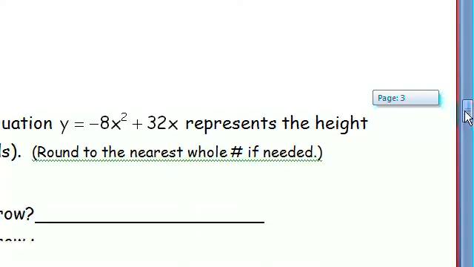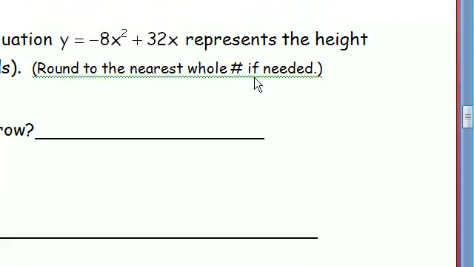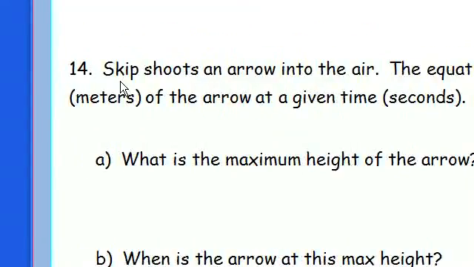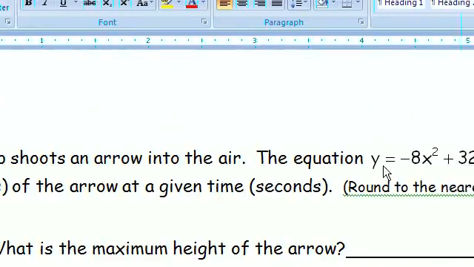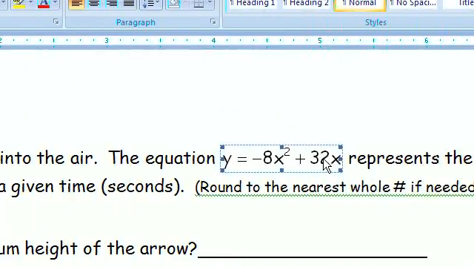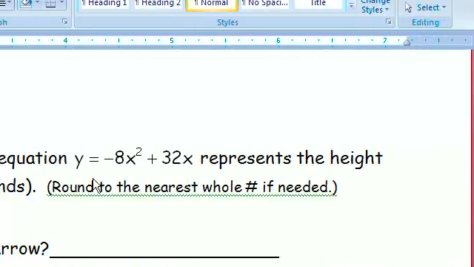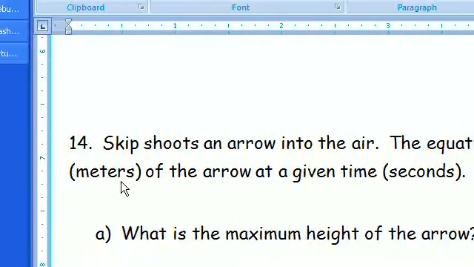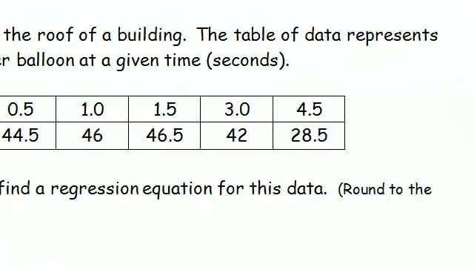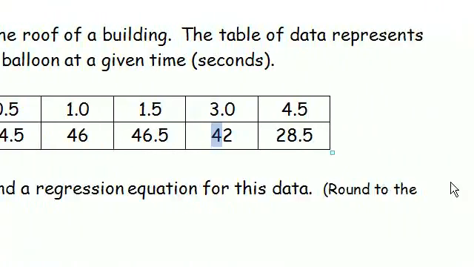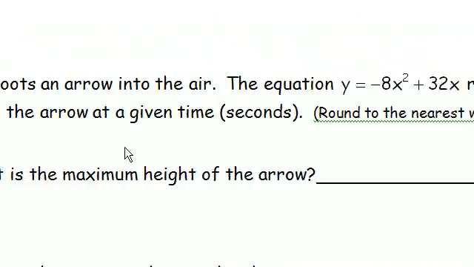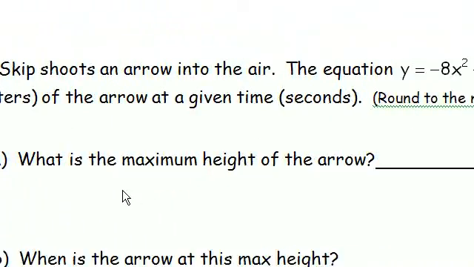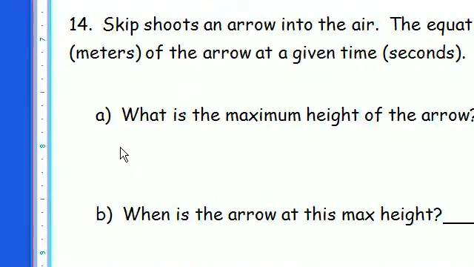Okay, let's keep on going down here. Good old Skip. Skip shoots an arrow into the air. The equation -8x squared plus 32x represents the height of the arrow in meters. Hold on, did we solve 13? Did we get the regression equation? Yeah, okay. So we're graphing height versus time again. So what is the maximum height of the arrow?